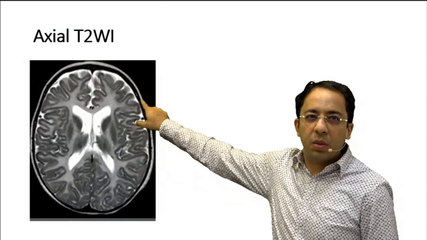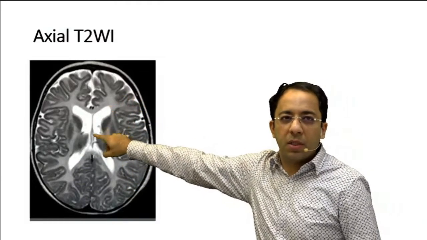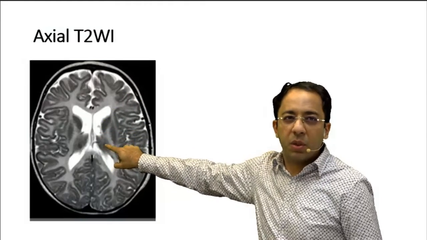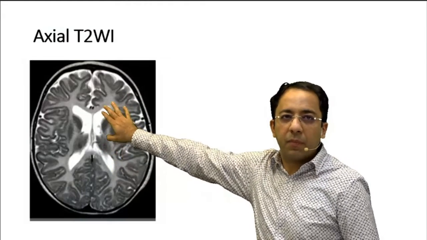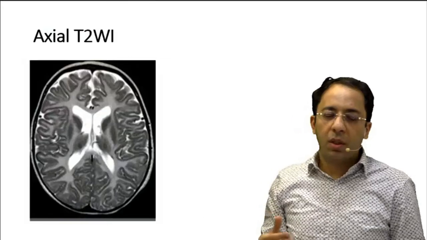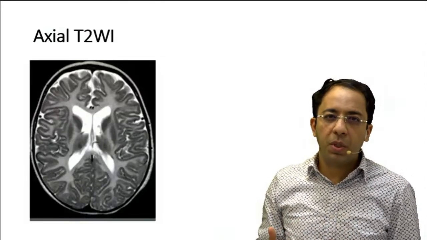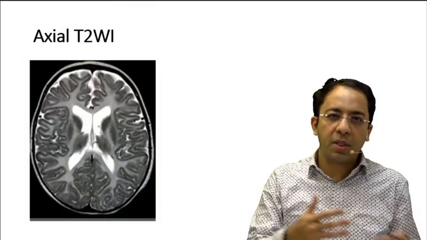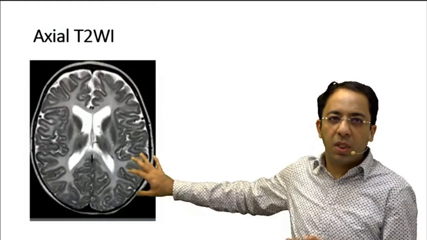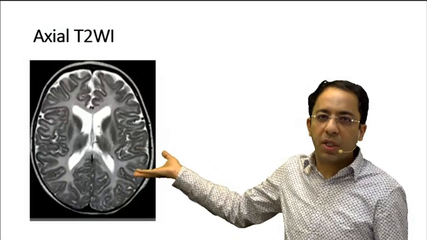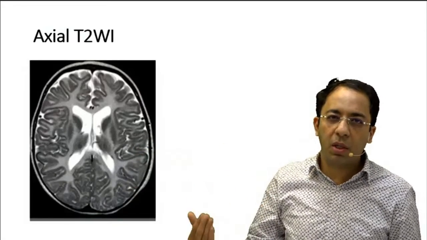The darker thing that you see is the cortex, and this is the CSF. These are the thalami, the basal ganglia, and this is the white matter. Normally on a T2 weighted image, the myelinated area should be appearing more dark as compared to the gray matter. Here you see the entire white matter is more white. It is hyperintense as compared to the gray matter.